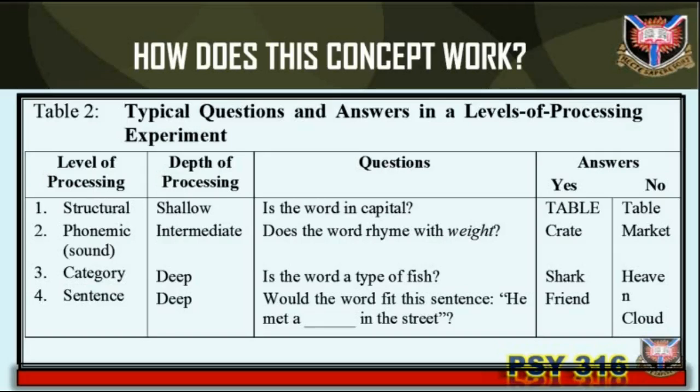3. Category. Depth of processing: deep. Question: Is the word a type of fish? Answers: shark, heaven. 4. Sentence. Depth of processing: deep. Question: Would the word fit this sentence? He met a dash in the street. Answer: friend or cloud.